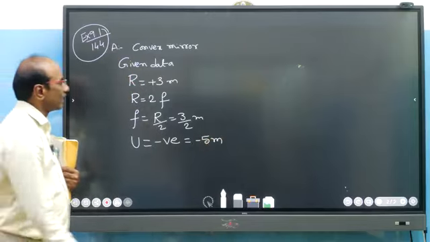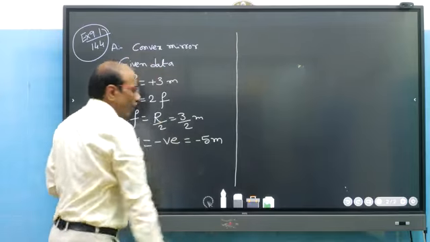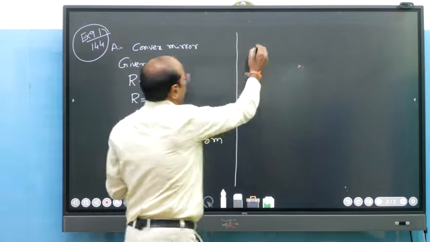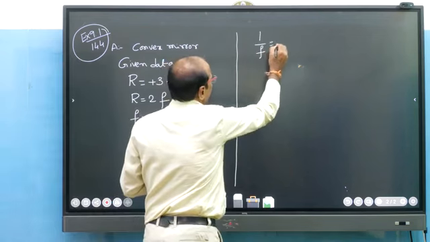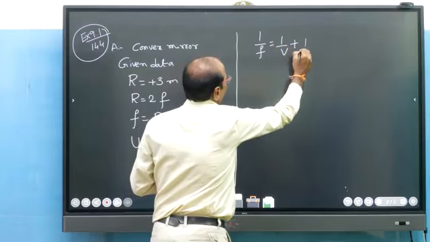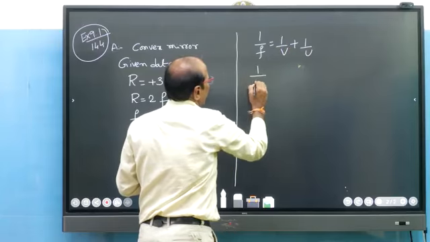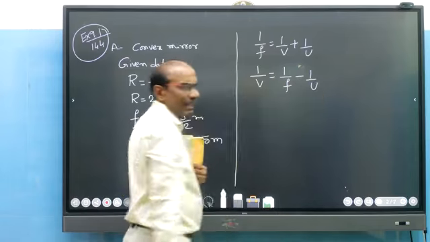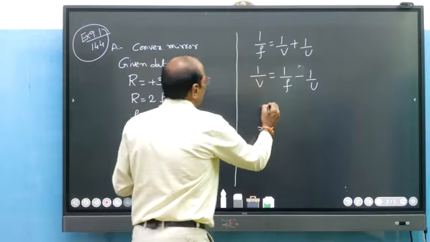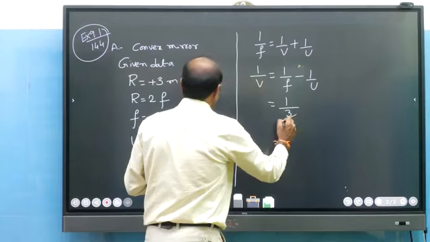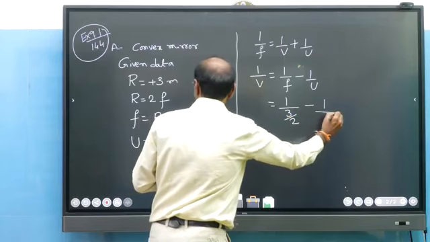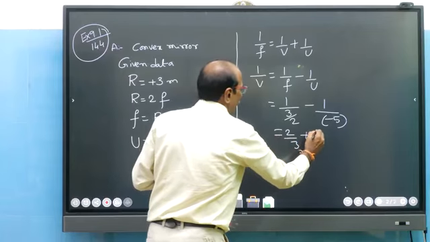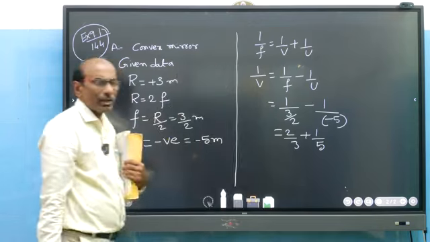Now you have to find the position of the image. How can you find the position of the image? The position of the image can be found by using the mirror formula, 1/f = 1/v + 1/u. So the image position we can find by using the formula 1/v = 1/f minus 1/u. So 1/f is 1 by 3 by 2, that is 2 by 3, minus 1/u, which is minus 5, so 2 by 3 plus 1 by 5.